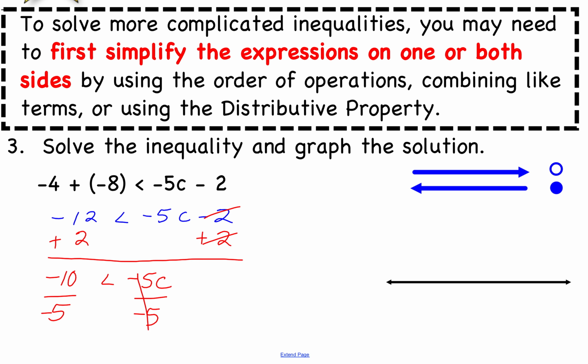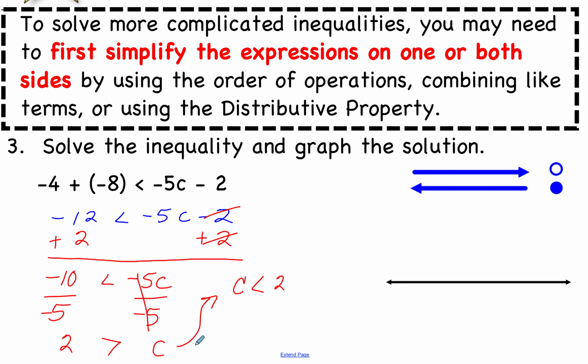When I do that, these cancel, and I am left with c, but this time I need to flip that, right? I divided by a negative, and I end up with 2. So remember, we always want our variable to be on the left, so that says c is less than 2. So I need you to get used to and comfortable with writing those either way. Remember, the open side is toward the number, so keep the open side of your inequality toward the number.